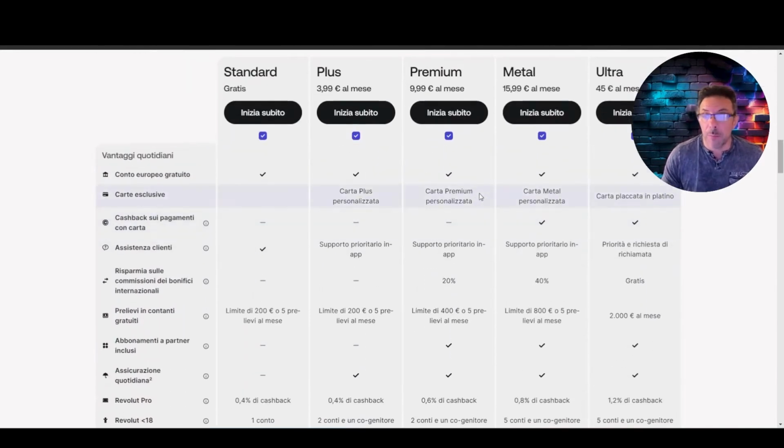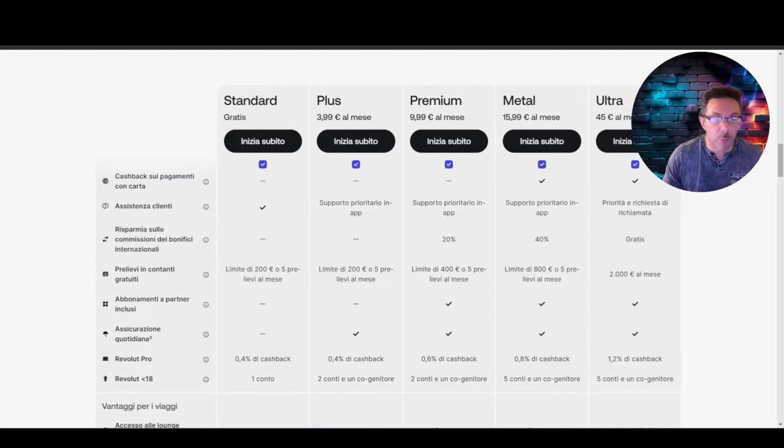I have the standard plan, but honestly, I'm starting to think about switching to Premium with the Premium card, which is 10 euros per month, 9.99 euros. You save on international transfer fees, meaning transfers to America, Australia, basically all countries outside Europe, because within the SEPA area, so Europe, transfers cost 1 euro.